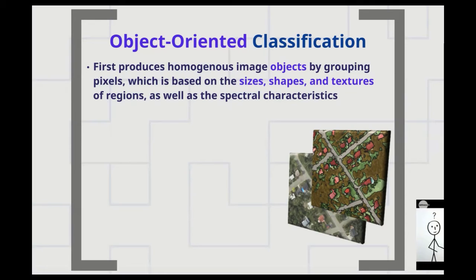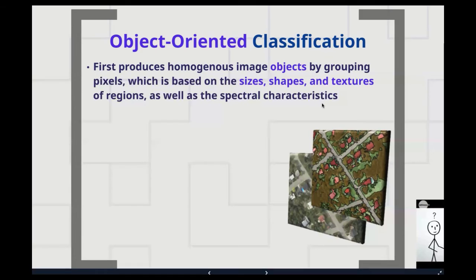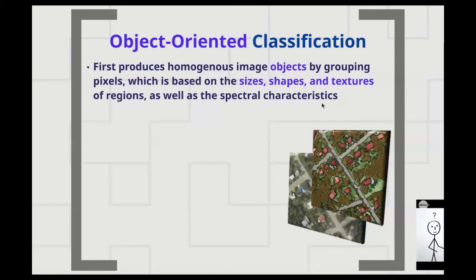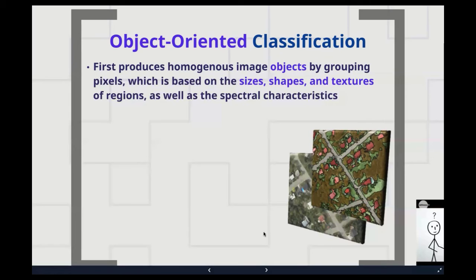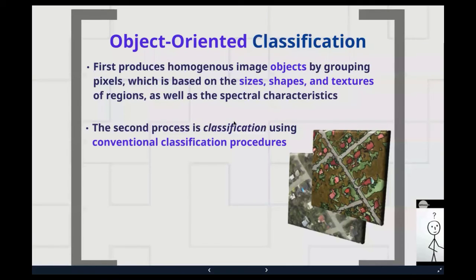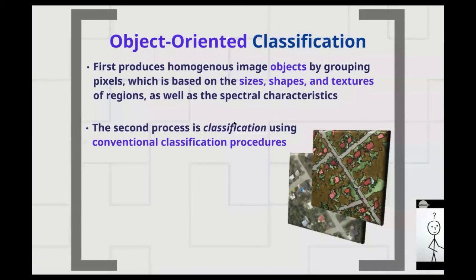In some remote sensing programs, such as ERDAS Imagine, there's an image segmentation tool, which is used to segment your image into homogeneous objects, considering both spectral and spatial information. Once you have the objects identified, they become the elements for your classification. As opposed to pixel-level classification, you then apply your conventional classification procedure, whether supervised or unsupervised, on the objects as opposed to the pixels.